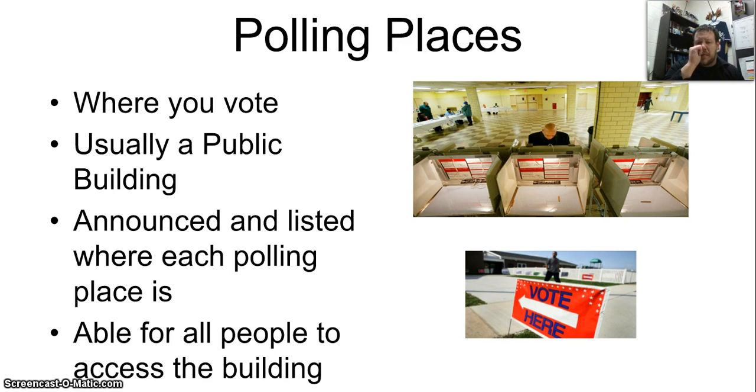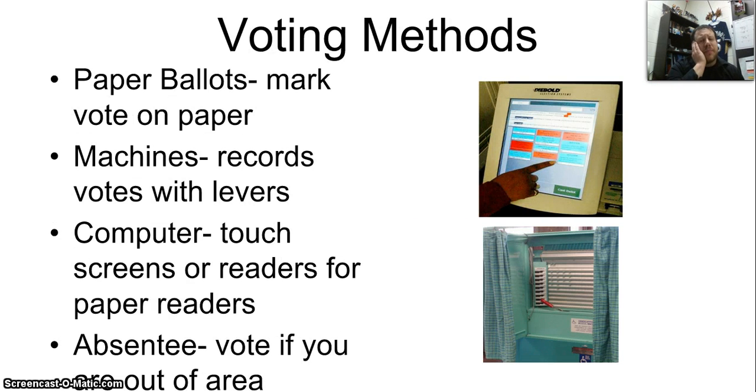The polling place has a couple of things to it. Usually ours are the village halls here in Sauk. It's a public building. I've seen them before in schools, in fire stations, even nursing homes, any kind of building that's accessible to the public. They're publicly announced. It's not like a secret where the polling places are, okay? And the main rule is that they have to be handicap accessible so that all people can get into the building and vote.